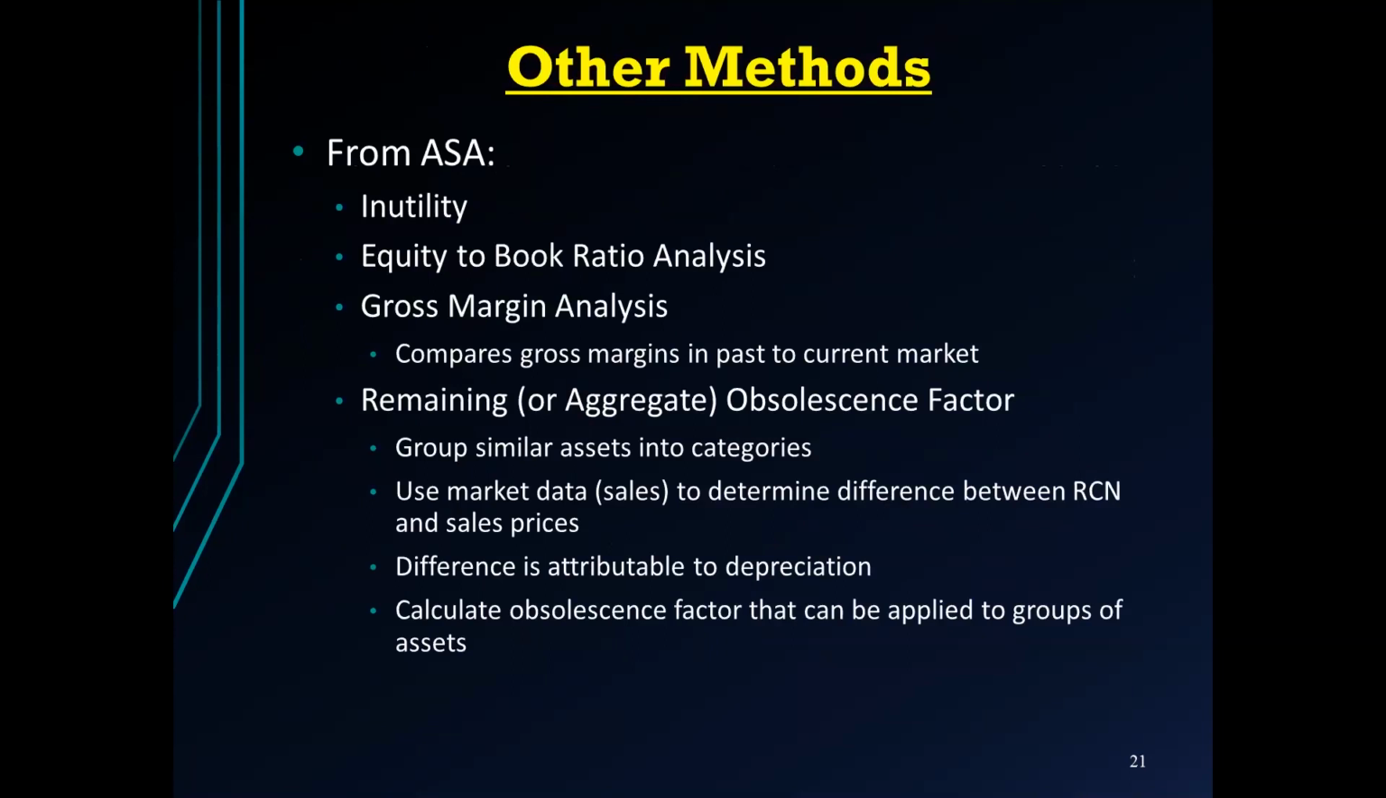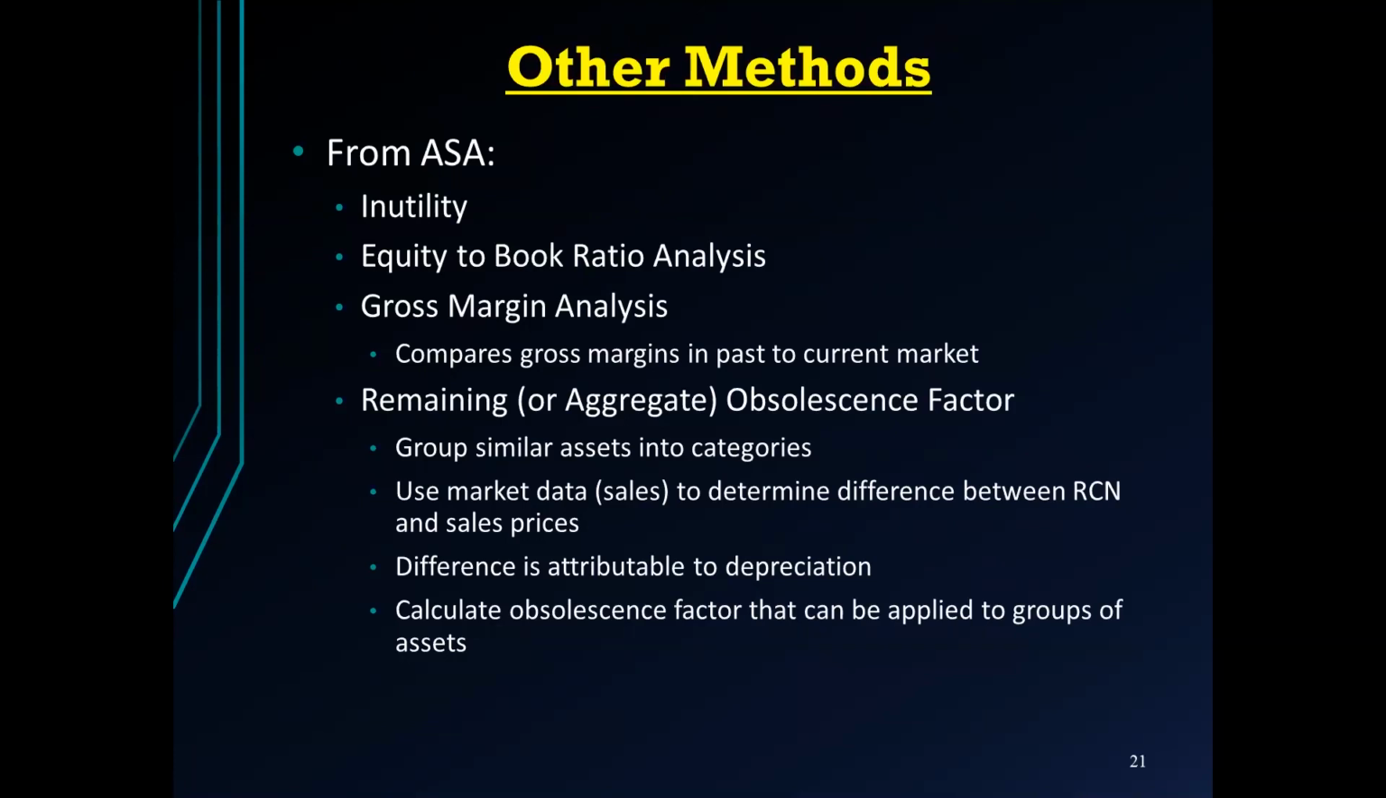Here are some of the other methods, and we're still going to talk about Inutility in more depth, but here's just some of the other ones. These are all from the ASA. You could look at equity to book ratio analysis. This is not appropriate for ad valorem, but if you were doing a business valuation, equity to book ratio analysis is a good way to do that. And you can look at the difference between the equity versus the book value and look at the ratio between the two. And that can give you an indication that there's loss in value.